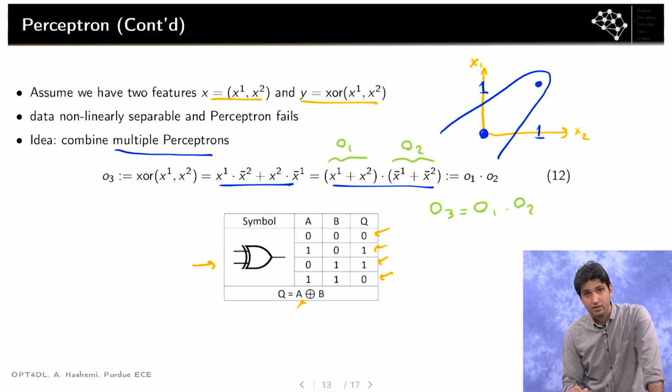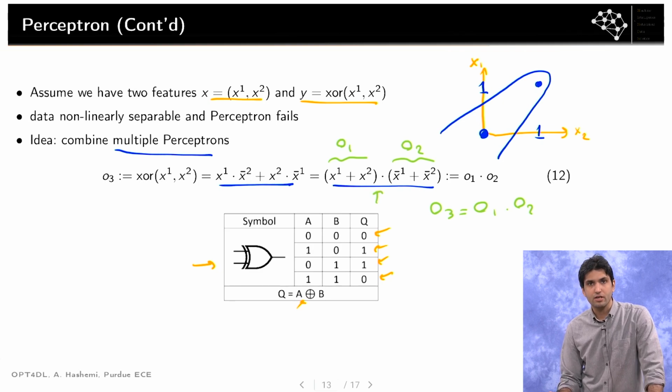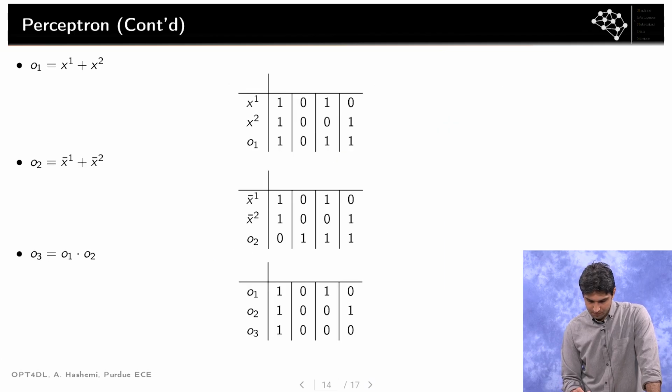So as we're going to talk about in the next slide, the labeling rule O1 leads to a linearly separable problem, same for O2 and same for O3. So each one individually can be tackled with a perceptron, and then if we combine them using this idea, therefore we can solve the original non-linearly separable problem. Okay.